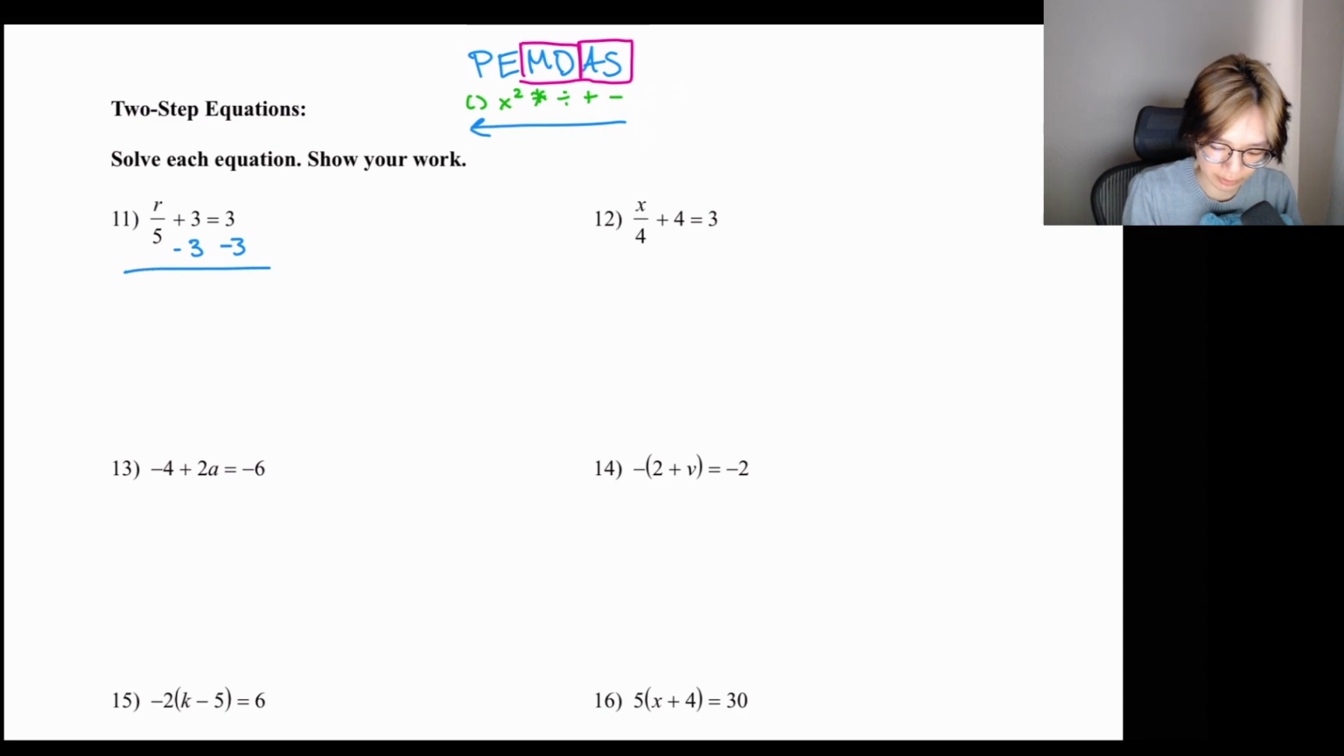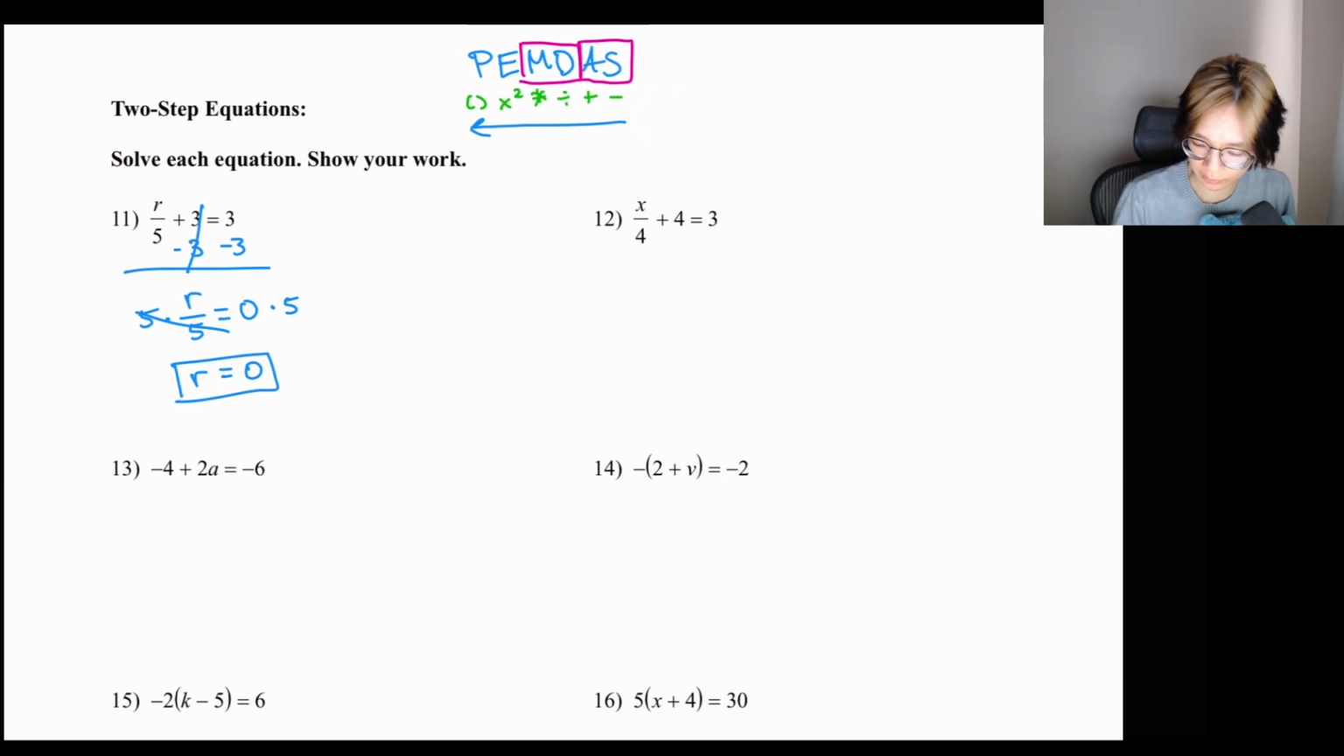Subtract 3 from both sides, so that at least cancels out. Now we have r over 5 equals 3 minus 3, 0. Do we have any more addition, subtraction? No. So what's next? Multiplication and division. We have a division right here that needs to be taken care of. How? The opposite of division, multiplication. Inverse operations. So you multiply both sides by 5. 0 times 5, anything times 0 is 0. So here r equals 0.